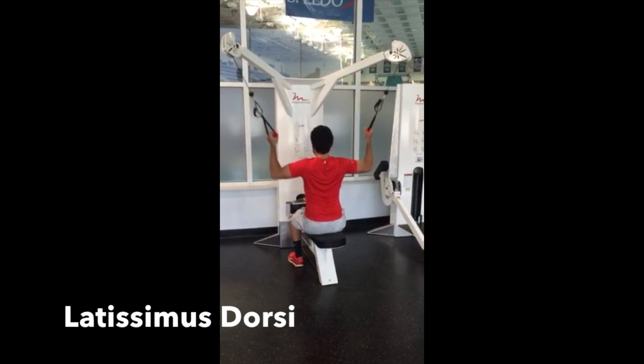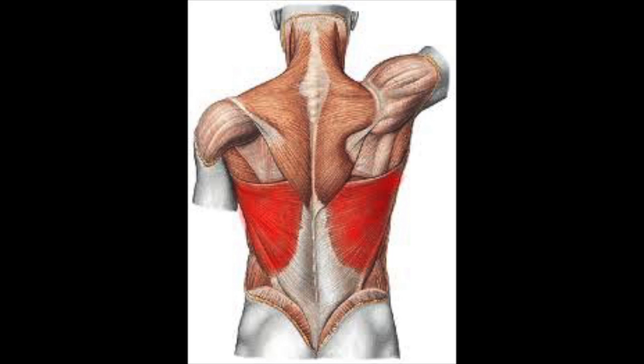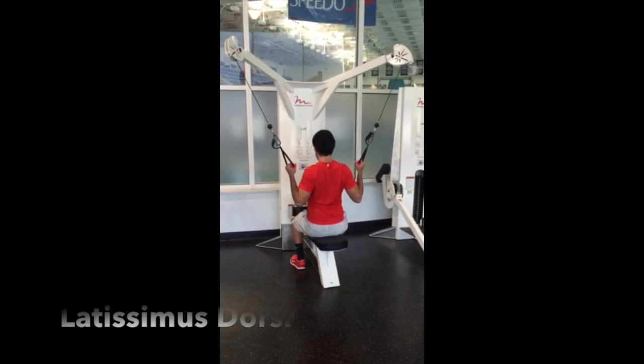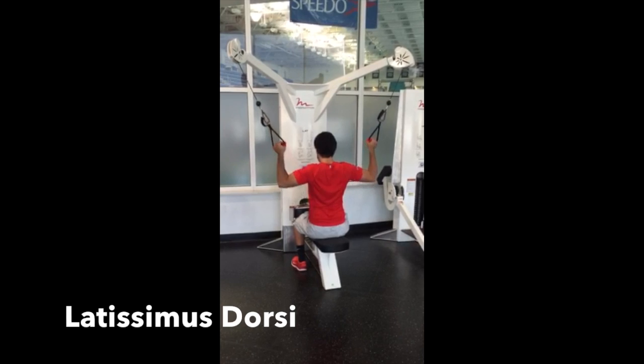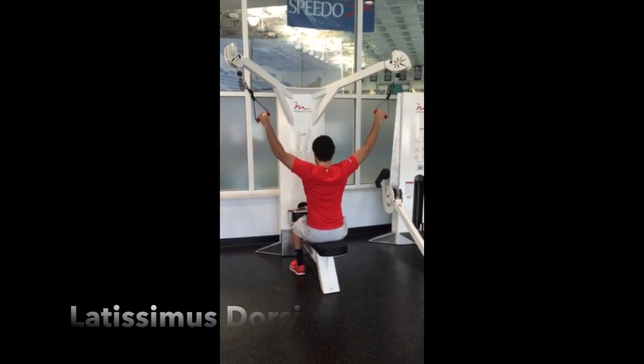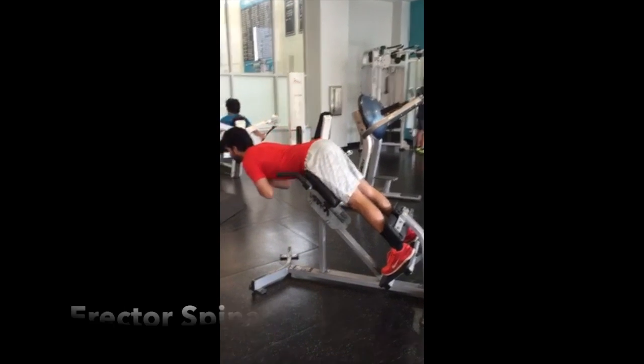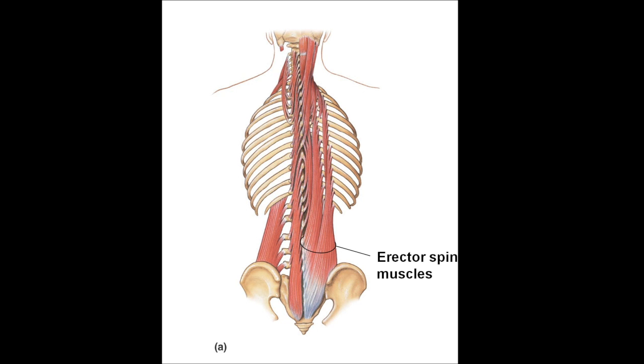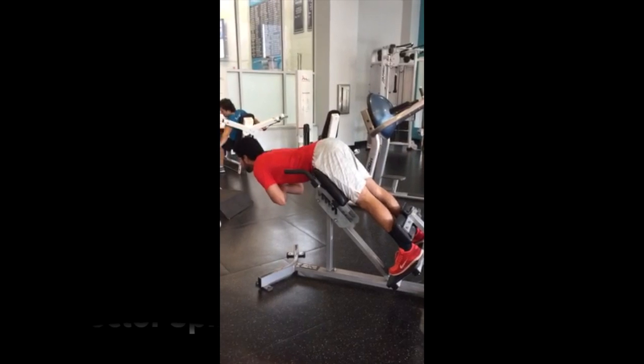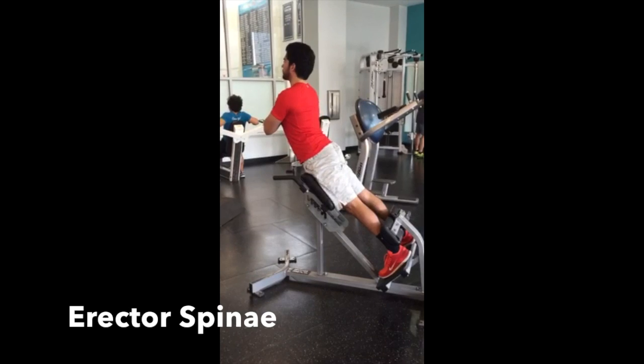The primary function of the latissimus dorsi is to extend, adduct, and internally rotate the arm on the torso at the shoulder. The example exercise seen here is a lat pull-down. The erector spinae are a group of postural muscles that extend the lumbar spine. The example seen here is a back extension.